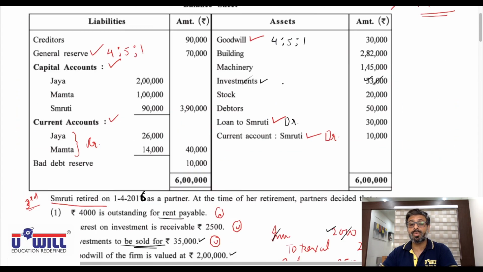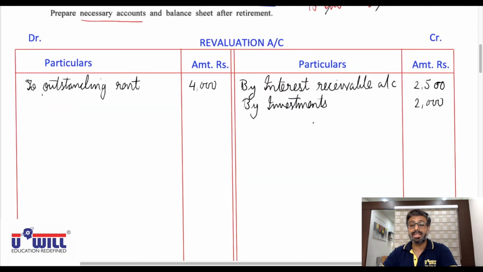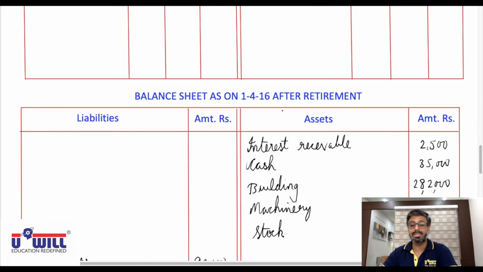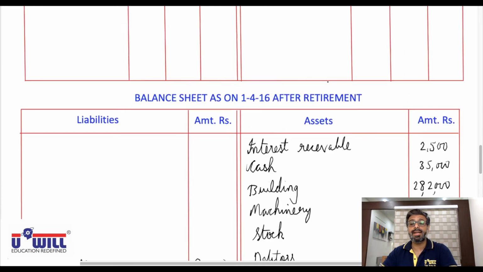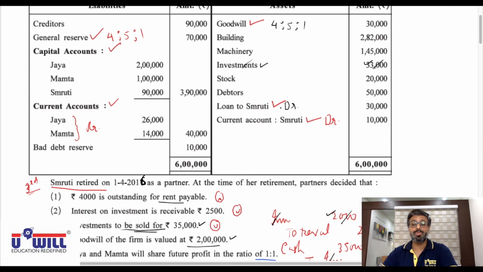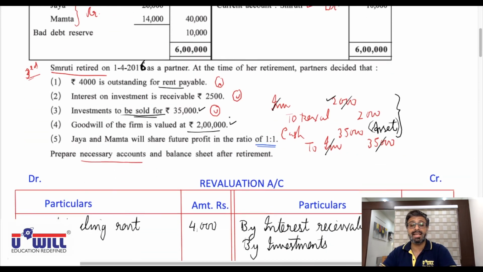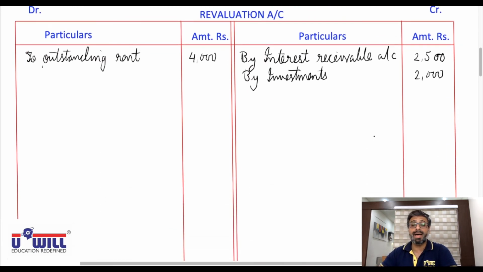Then after stock we have debtors 50,000 as it is. Then after debtors we have loan to Smriti, which is transferred to our current account. Current account is also recorded as the balance. So all assets and liabilities are recorded. Now normal balancing, credit side is more, 4,500. Same total on both the sides, 4,500.